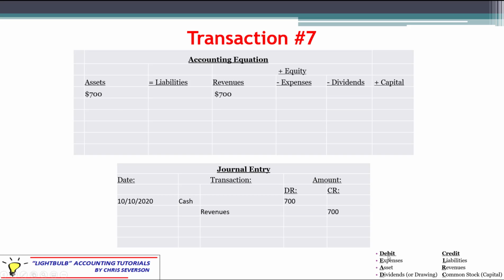Assets are increased with a debit. Revenues are increased with a credit, though. So we're debiting cash to increase that. We're crediting revenues to increase that, and we are still in balance.